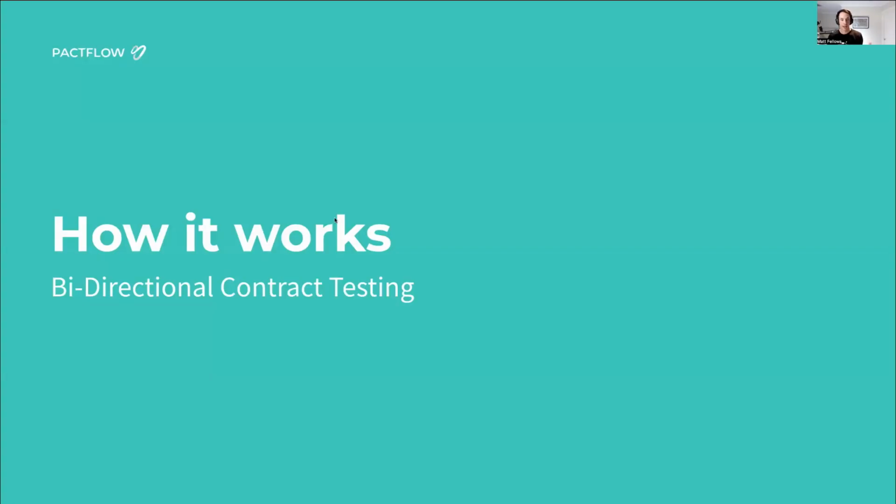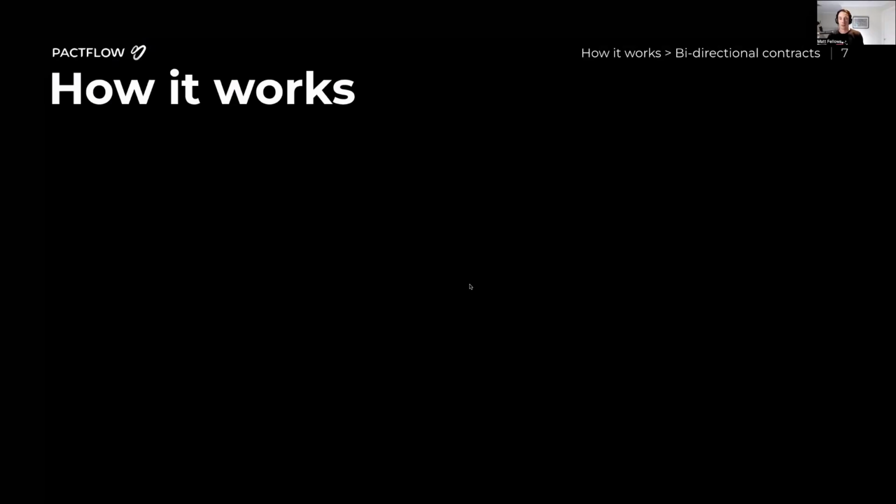So let's talk a bit about how it actually works, because it's all theory by now, right? So let's look at a bit of a diagram that kind of explains how this would work. The first thing to note actually is with bidirectional contract testing, you can initiate this whole thing from either side. So with Pact, for example, it's always going to be consumer driven. That's just the way Pact works. But with bidirectional contract testing, you can actually initiate it from the consumer or the provider side.